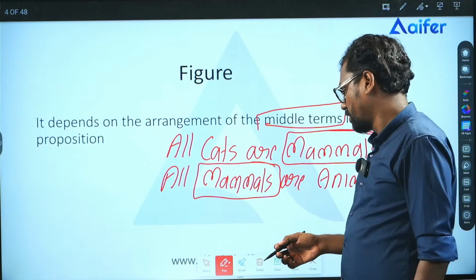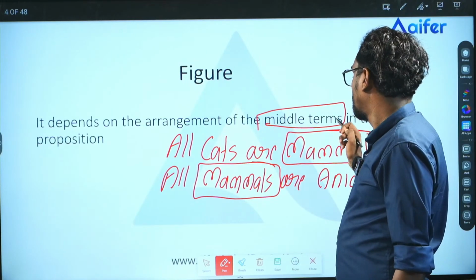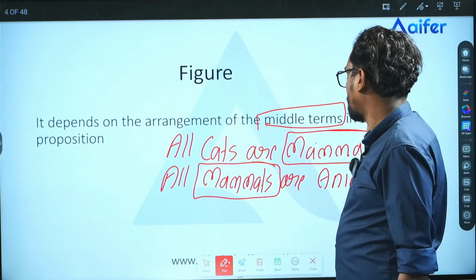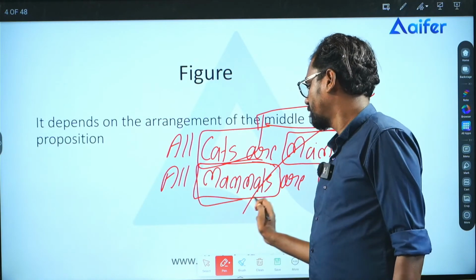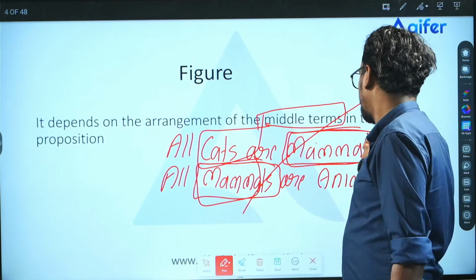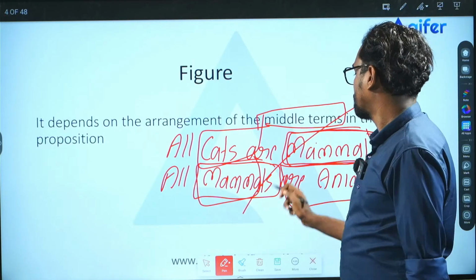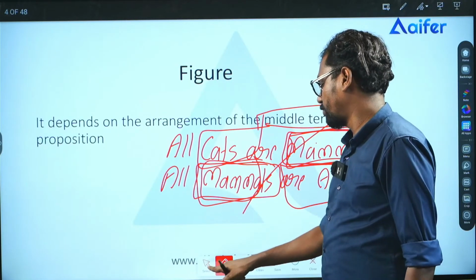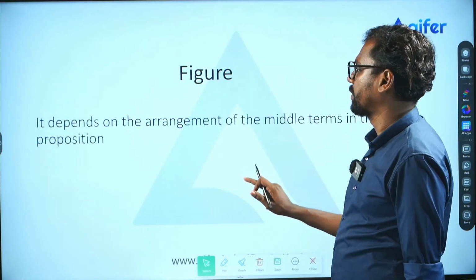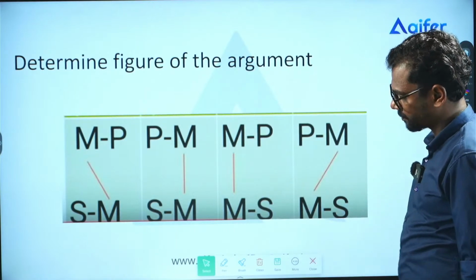What it means? Here the middle term is the predicate of the first and the subject of the second, in this order. Sometimes the middle term may be here and here, sometimes here and here, like this one. Don't get confused. I will just show you how it works. Yeah, so this is it.